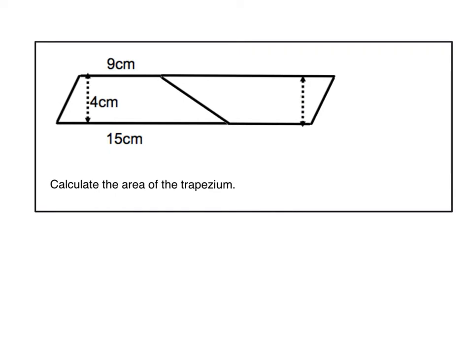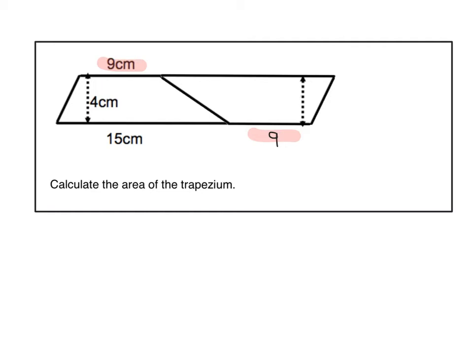Now we need to add on some information here. So in the first trapezium, this was 9, the top was 9. So that means that this bit here is going to be 9. So now I can figure it out because I've got my base and my height, which is how I find the area of a parallelogram.